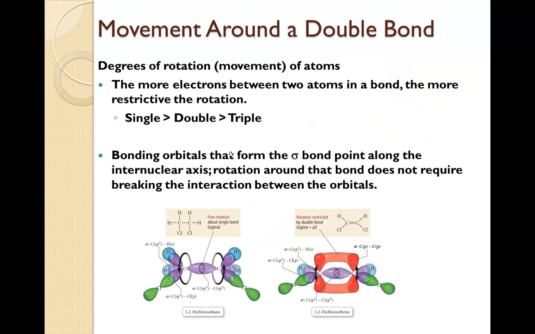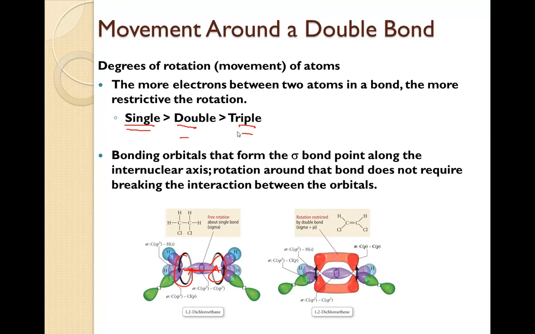So degrees of rotation, what it's referring to when you read about degrees of rotation, is talking about if we had two carbons bonded together, if we could rotate one in one direction and rotate the other in another direction. Can they rotate freely? The more electrons between the two atoms in a bond, the more restrictive the rotation is. So a single bond you can rotate very easily, but as it gets to double and triple, it becomes more difficult. Bonding orbitals that form the sigma bond point along the internuclear axis.